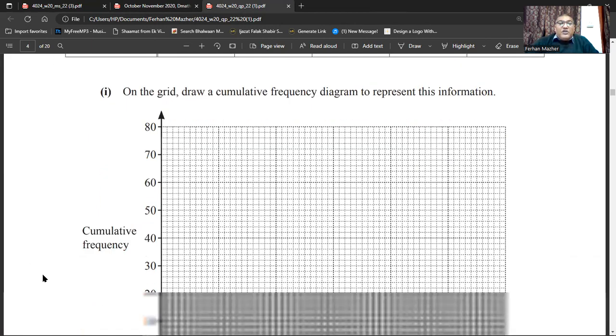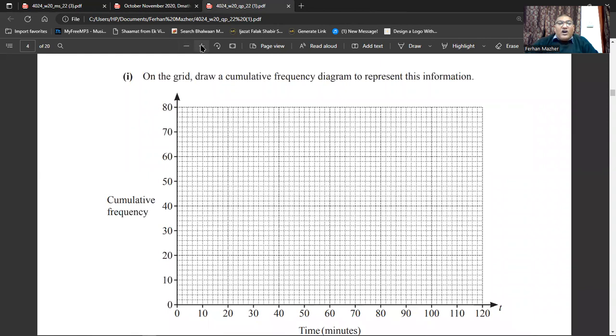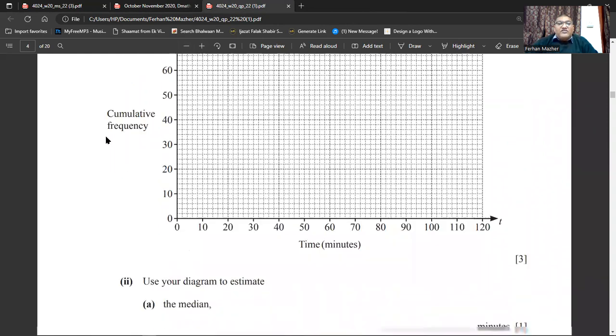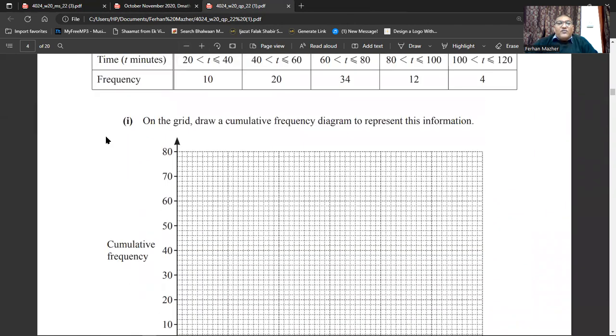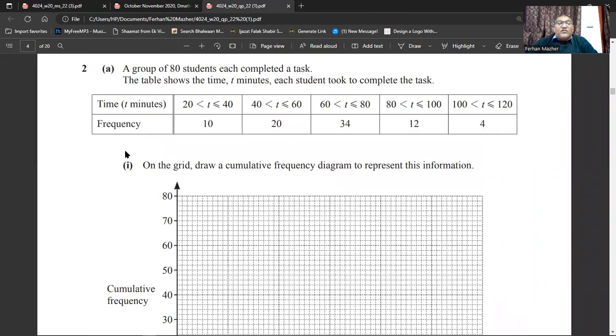On the grid below, draw a cumulative frequency diagram to represent this information. Okay, so we have to draw the cumulative frequency curve here. First of all, I need to find out the cumulative frequency for each class. The method is very simple. You write here cumulative frequency. The first frequency is written as it is. The next frequency is added.